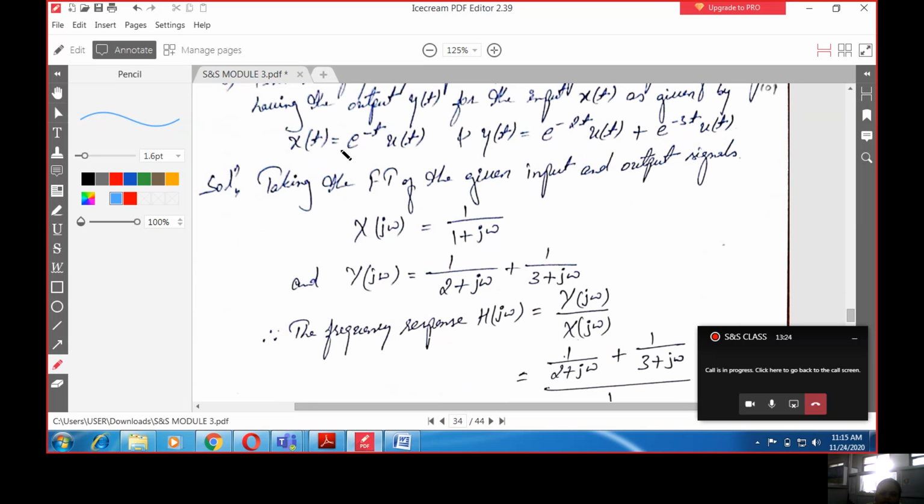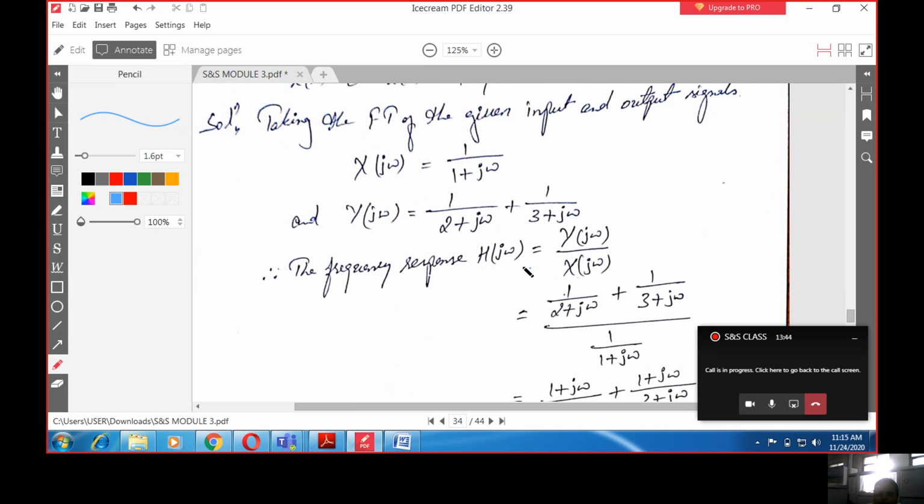Then what you have to do, first you have to take the Fourier transform for both the input and output signals. Then for the input signal you will be getting X(jω) is equal to 1 divided by (1 + jω). For the output y(t) you will be getting Y(jω) is equal to 1 divided by (2 + jω) plus 1 divided by (3 + jω).